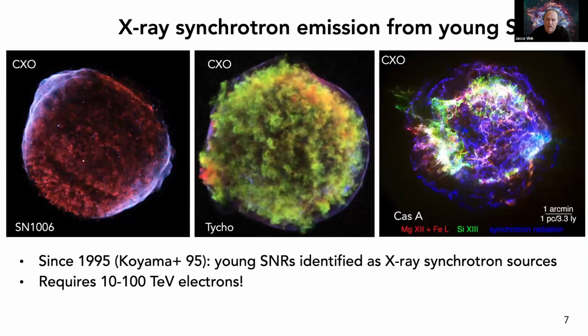Only since 1995 do we know that we can even get X-ray synchrotron emission from very young supernova remnants, but in that case, we're not talking about GeV electrons, but say 10 to 100 TeV electrons. And we only see it in very young supernova remnants. So here we have 3 examples.